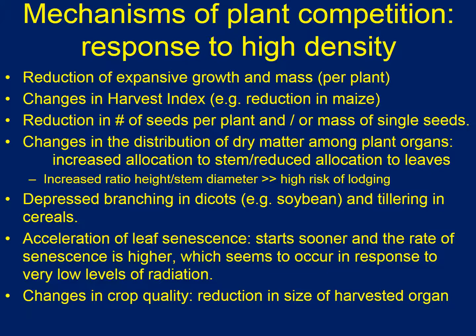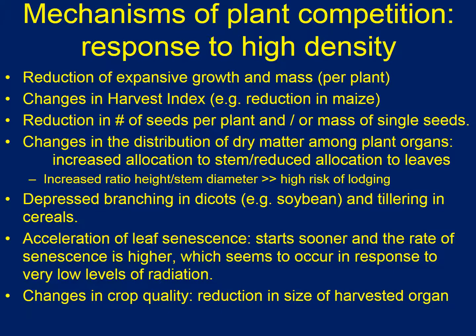This will lead to different responses to high density. First, there will be a reduction of expansive growth and mass per plant. We can observe also changes in the harvest index. For instance, with very high planting density, there will be a reduction in harvest index in maize. We will observe a reduction in the number of seeds per plant and/or mass of single seeds. We will observe changes in the distribution of dry matter among plant organs.